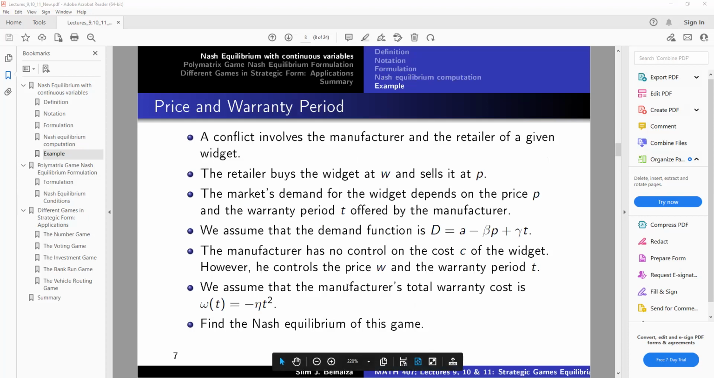Okay, so I prepared for you this small example. We've solved it in class. So this is the price and warranty period example. And this is the last item we will have before the midterm as material for the midterm.